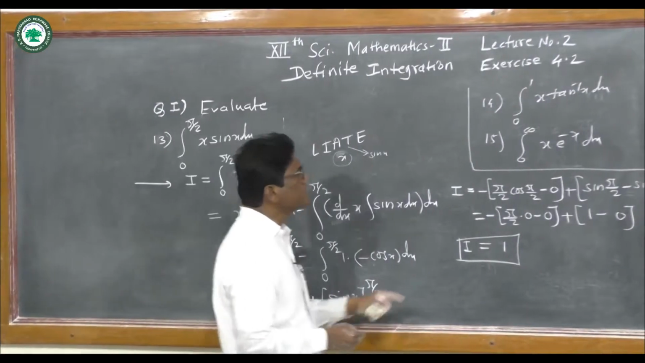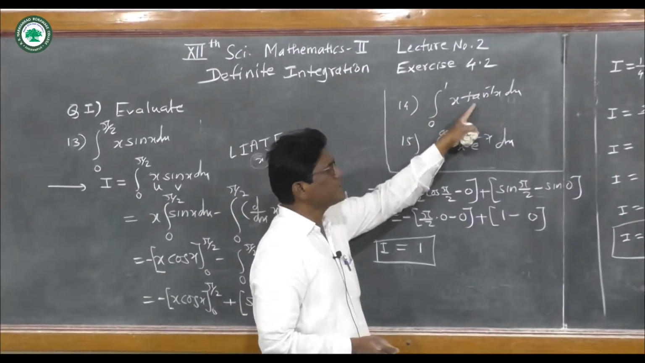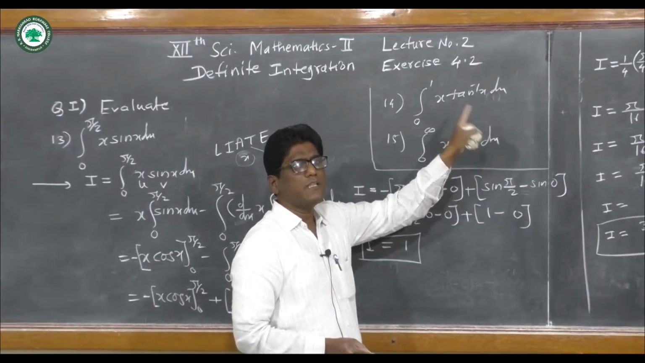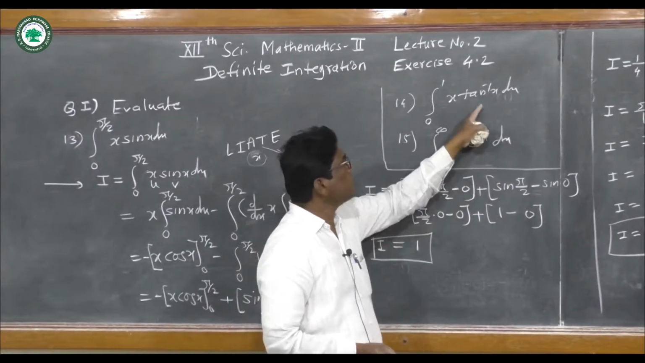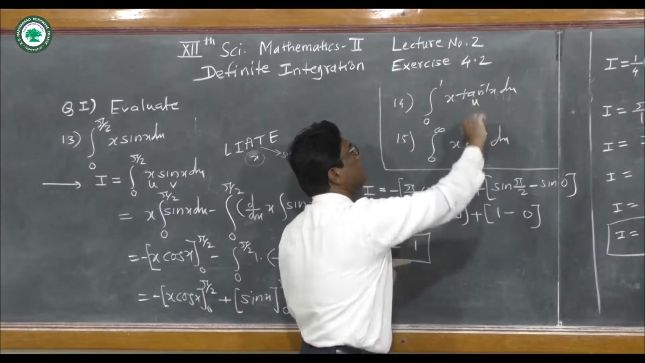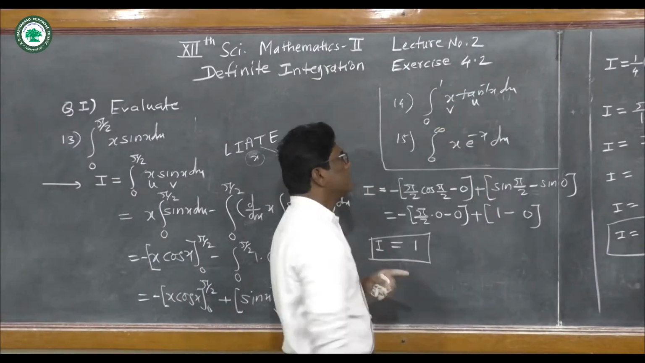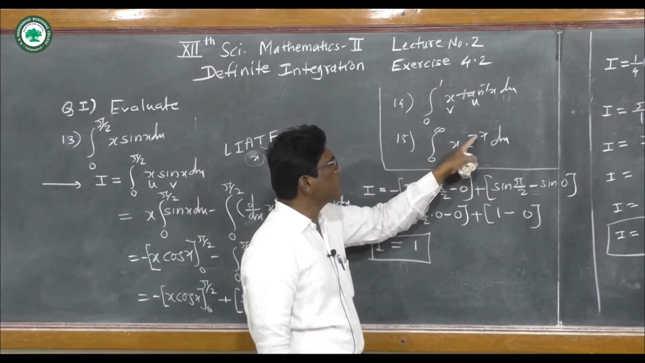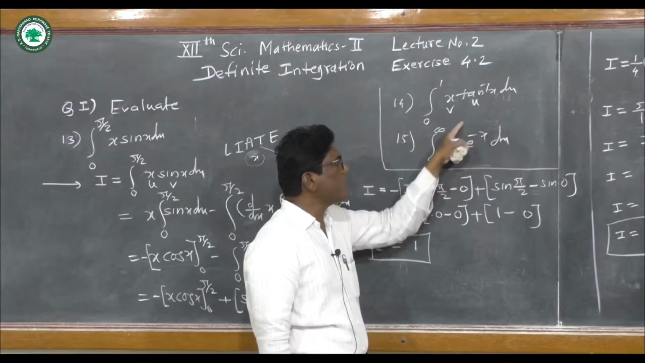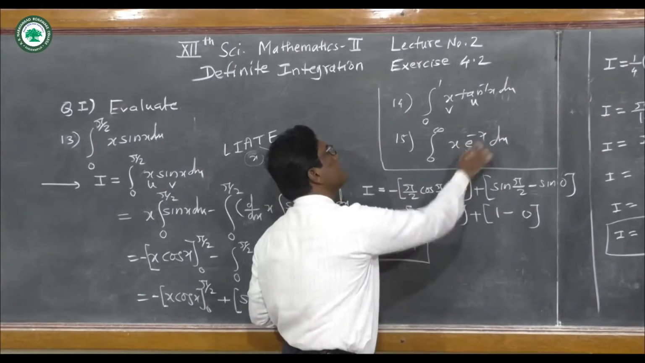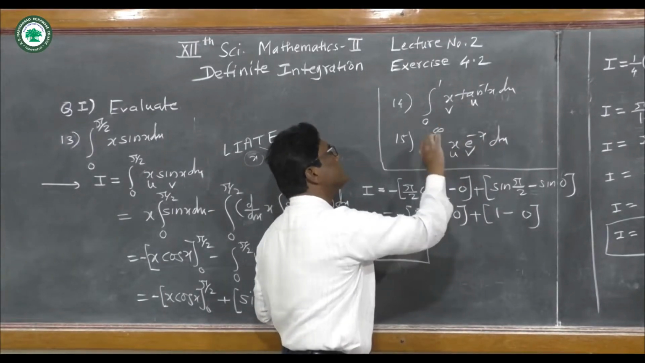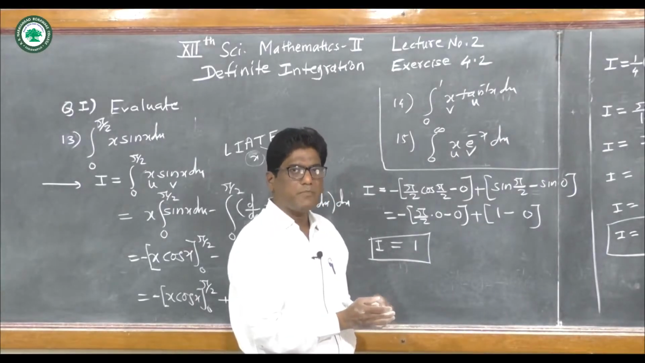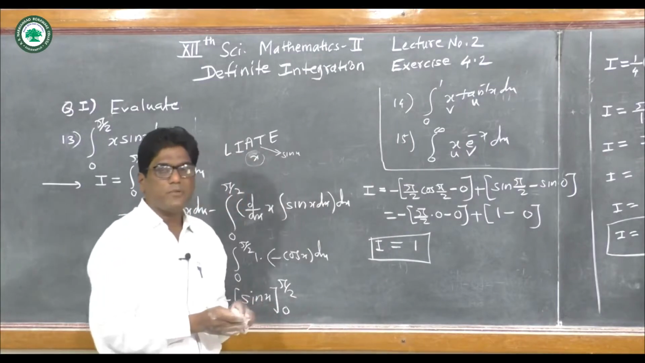In the 14th problem, see, integration from 0 to 1 of x into tan inverse of x. Here use the LIATE rule: L logarithmic, I inverse. So tan inverse x is u and x is v. In the 15th problem, integration from 0 to infinity of x into e to the power minus x dx, e to the minus x is an exponential function, so it is v, and x is u, the algebraic function. Now use the integration by parts method and solve the 14th and 15th problems.